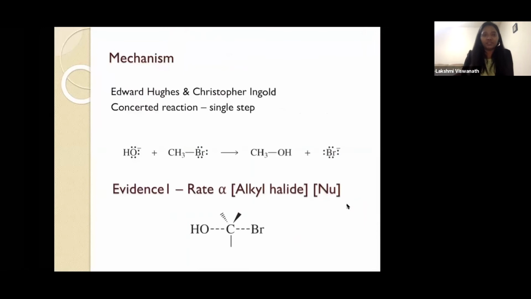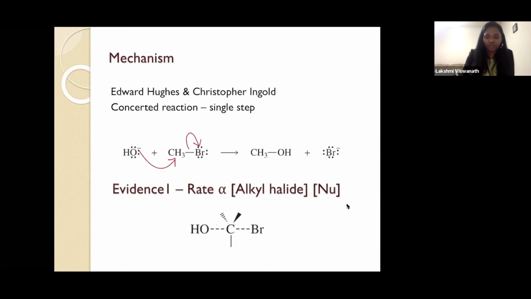Okay, now let's go on to the mechanism. In order to propose a mechanism for any reaction, you need to study the kinetics of the reaction. So 2 people, Hughes and Ingold, were able to predict the mechanism for this SN2 reaction to be a concerted reaction where there is only one single step with no intermediates. And the mechanism is going to be super simple, where you can see that this hydroxide ion will go and attack this carbon at a site that's exactly opposite to that of the leaving group, and the leaving group is going to leave. And both of these steps happen at the same time.